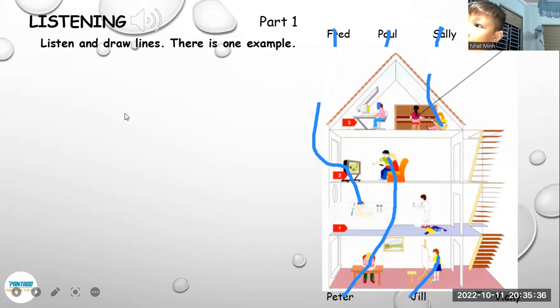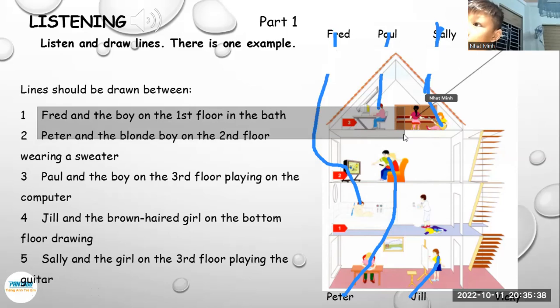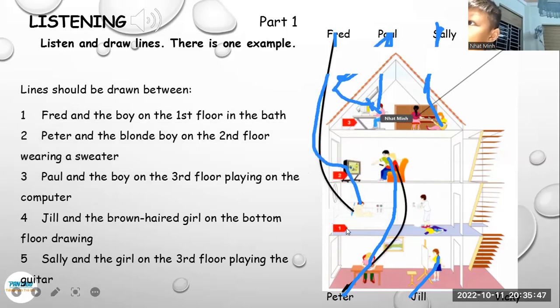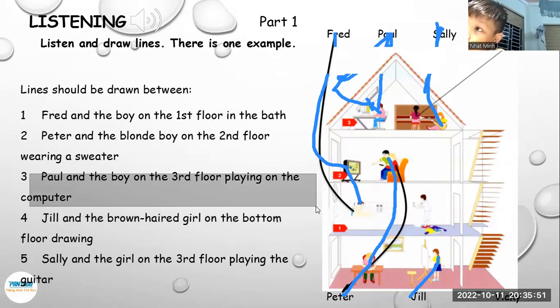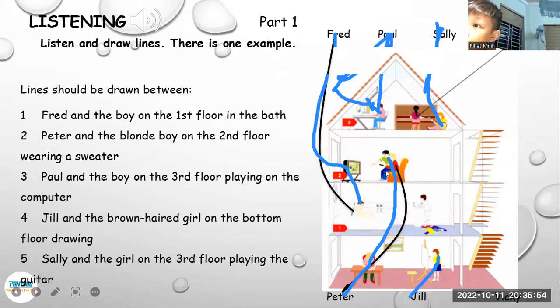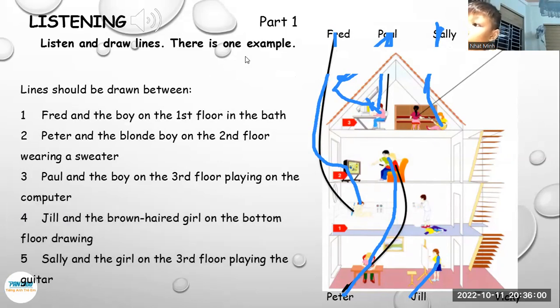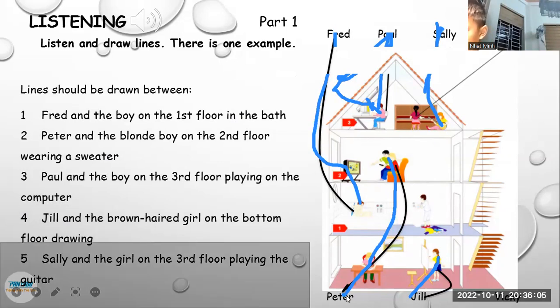Okay, so let's check your answer. We have here Fred and the boy in the first floor in the bathroom. Very good, that's Fred. Number two, Peter and the blonde boy on the second floor wearing a sweater. That's Peter. Number three, Paul and the boy on the third floor playing on the computer. This is Paul. Very good.